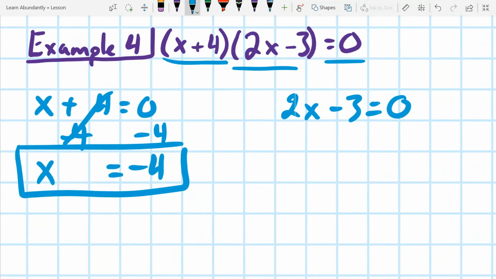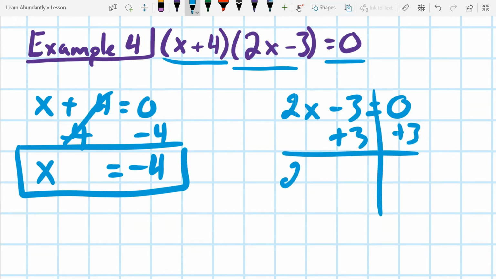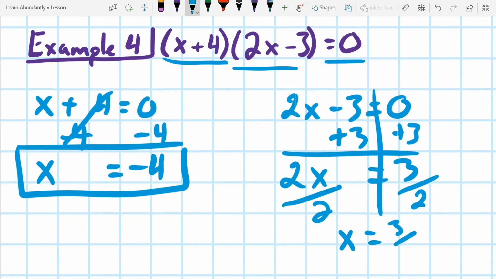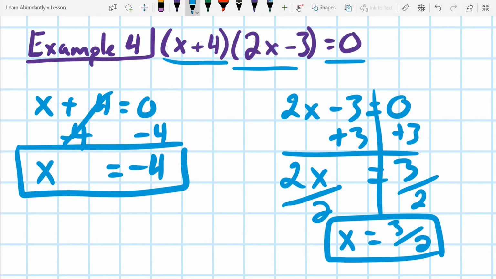Now the second one actually has two steps, so I'm going to add 3, and I get 2x equals 3. Now I'm going to go ahead and divide by 2, and I get x equals 3 halves, or 1.5. And both of those are my answers, so I'm going to write them in curly brackets as negative 4, comma, 3 halves.